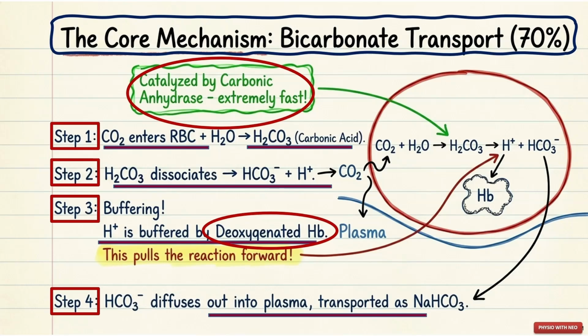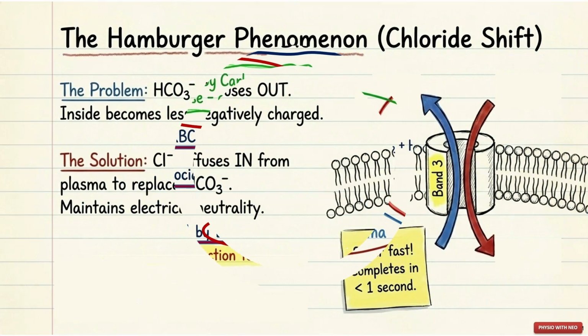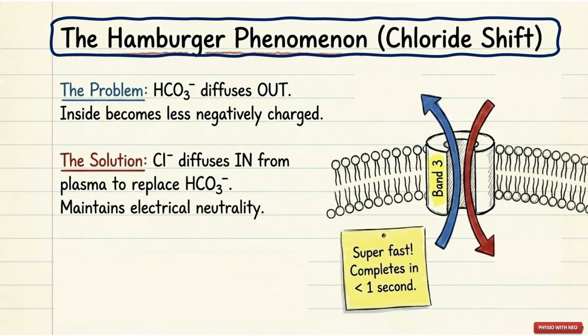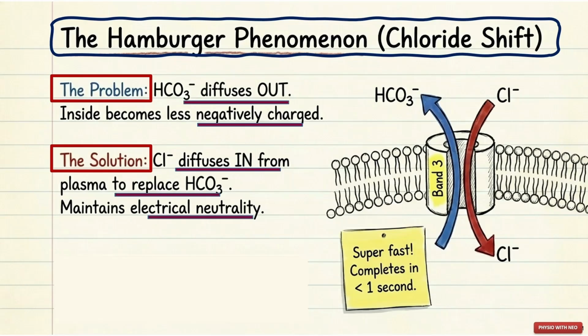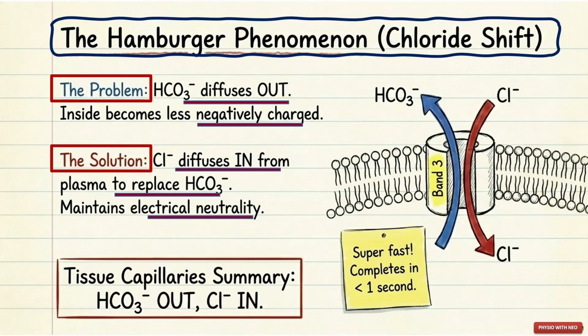But once the bicarbonate leaves the RBC, how is electrical neutrality maintained? Here is the answer. The problem is that when bicarbonate diffuses out, the inside of the RBC becomes less negatively charged. What is the solution? The solution is that chloride diffuses in from plasma to replace this bicarbonate. The purpose is to maintain electrical neutrality. This exchange is called the Hamburger phenomenon or chloride shift. So remember one simple line: bicarbonate out, chloride in. This one-line flowchart is enough for viva.